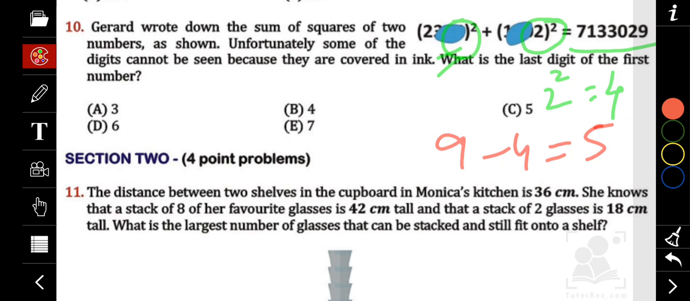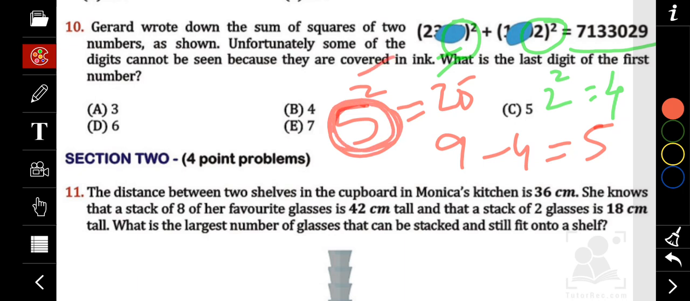So we need to see that since it is a square, so the possibility is 5 squared makes 25. So this 5 digit is the only digit whose square contains 5 at the units place. So this digit should necessarily be 5. So our answer is option C.